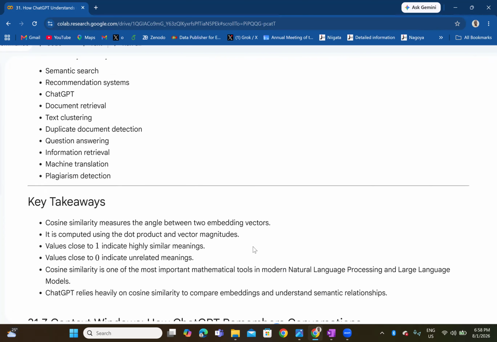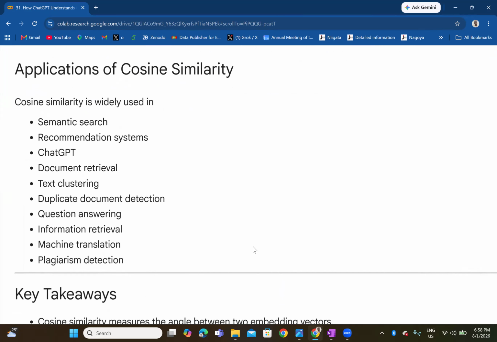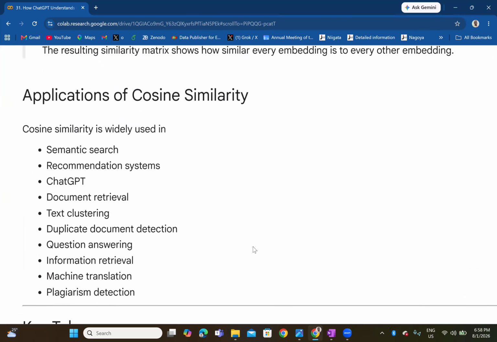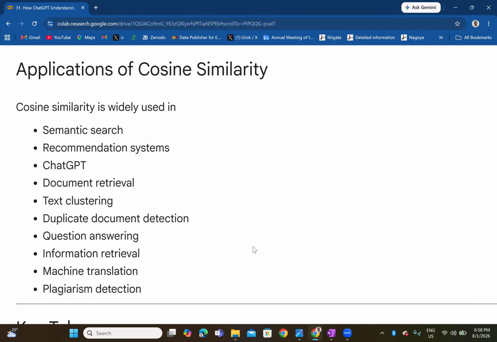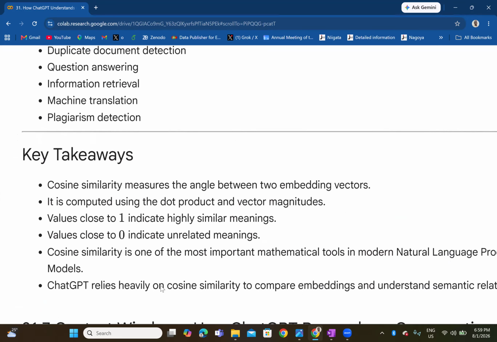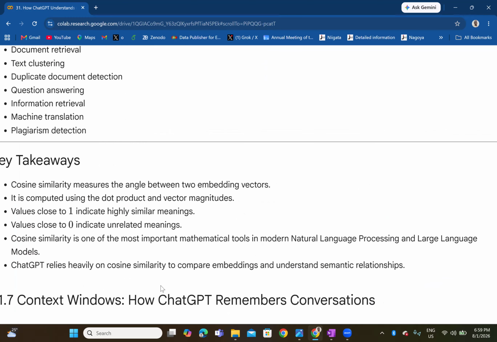So talking about the applications of cosine similarity now, cosine similarity is widely used in semantic search, recommendation systems, in ChatGPT, in document retrieval, in text clustering, in duplicate document detection, in question answering, in information retrieval, in machine translation, and plagiarism detection.